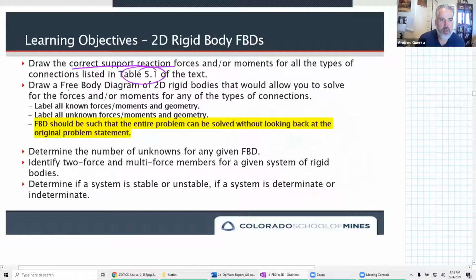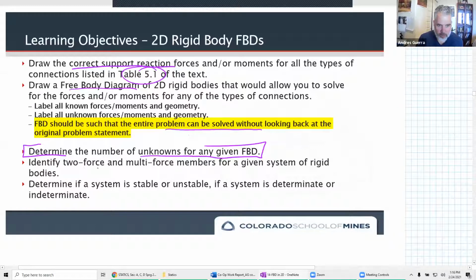Once we can do that, we can draw free body diagrams that would allow us to solve for unknowns. Now in statics, the entire problem should be solvable without looking back at the original problem statement. I know they don't do this in physics, but if it's known, I better see it on the FBD. If it's unknown, you better have it labeled on the FBD. If there's a force of 500 pounds, don't just label it F, label it 500 pounds. And the other key part is determining the number of unknowns for any given FBD, which is going to be super beneficial for us.